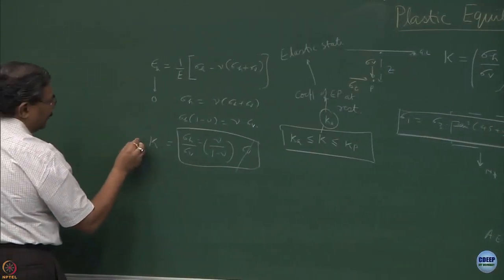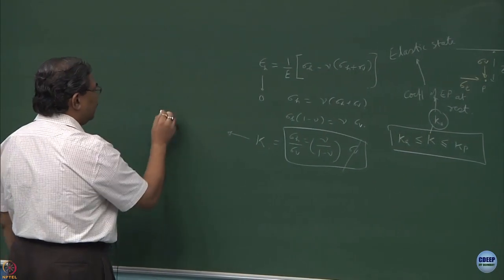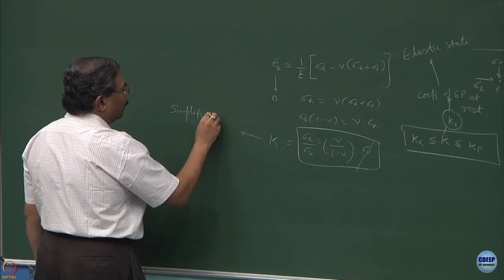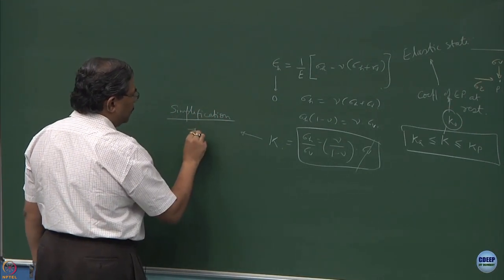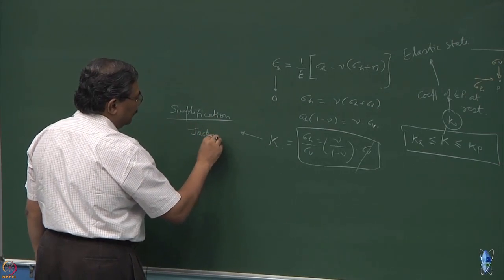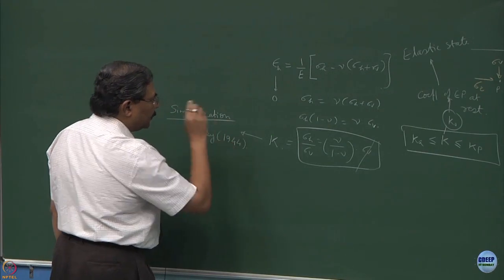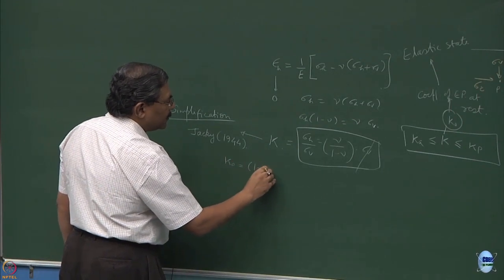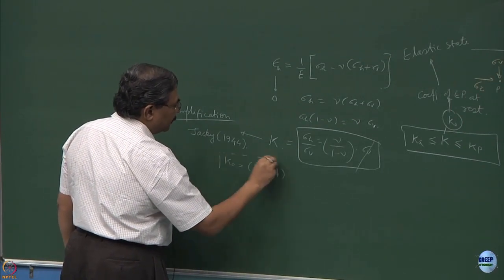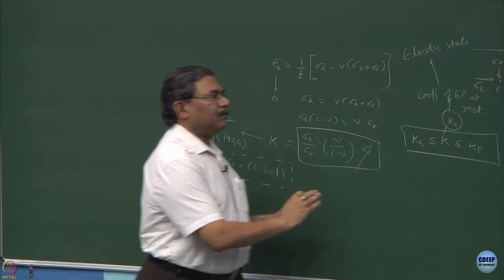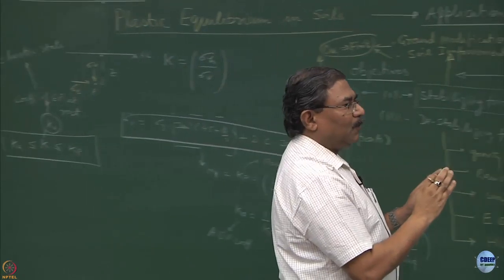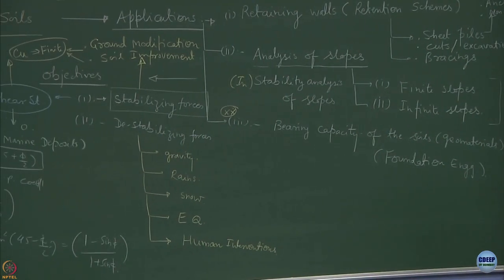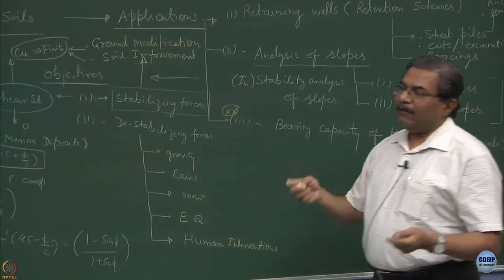There was a further simplification which came from a person known as Jaky. And this simplification states that K naught equal to 1 minus sin phi. So, all these terms and the equations which we are using right now, though they are derived from the elastic equilibrium, are all valid for the plastic state of the material. Now, let me define what is the plastic state of the material.